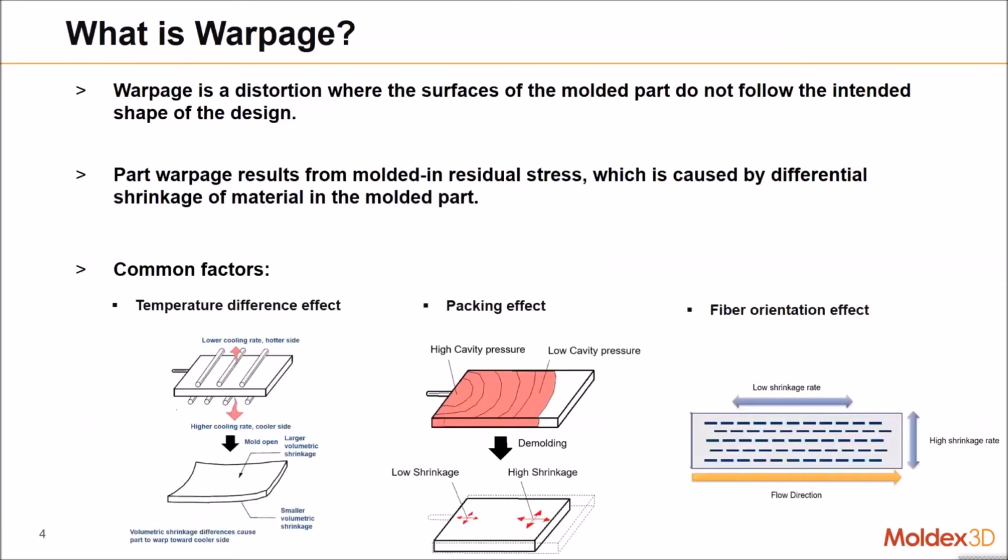Okay, so what is warpage? The definition of warpage is a distortion where the surface of the molded part does not follow the intended shape of the design. So that is the definition of warpage. The warpage problem always comes from the molding residual stress. This kind of residual stress is caused by the different shrinkage of the material in the molded part.